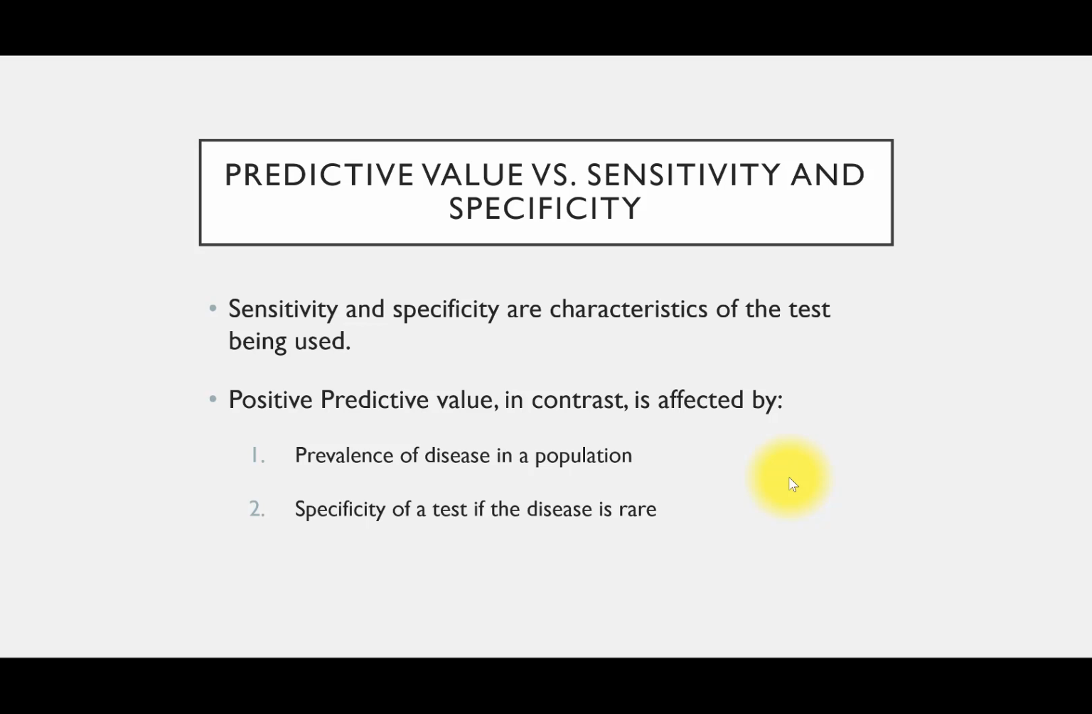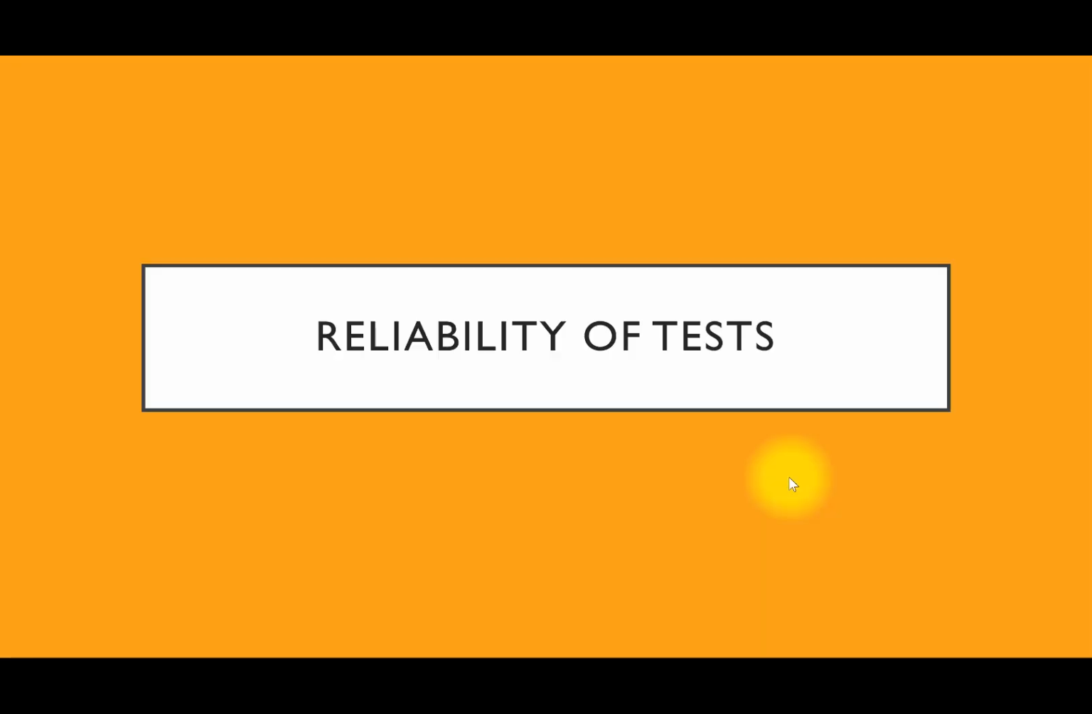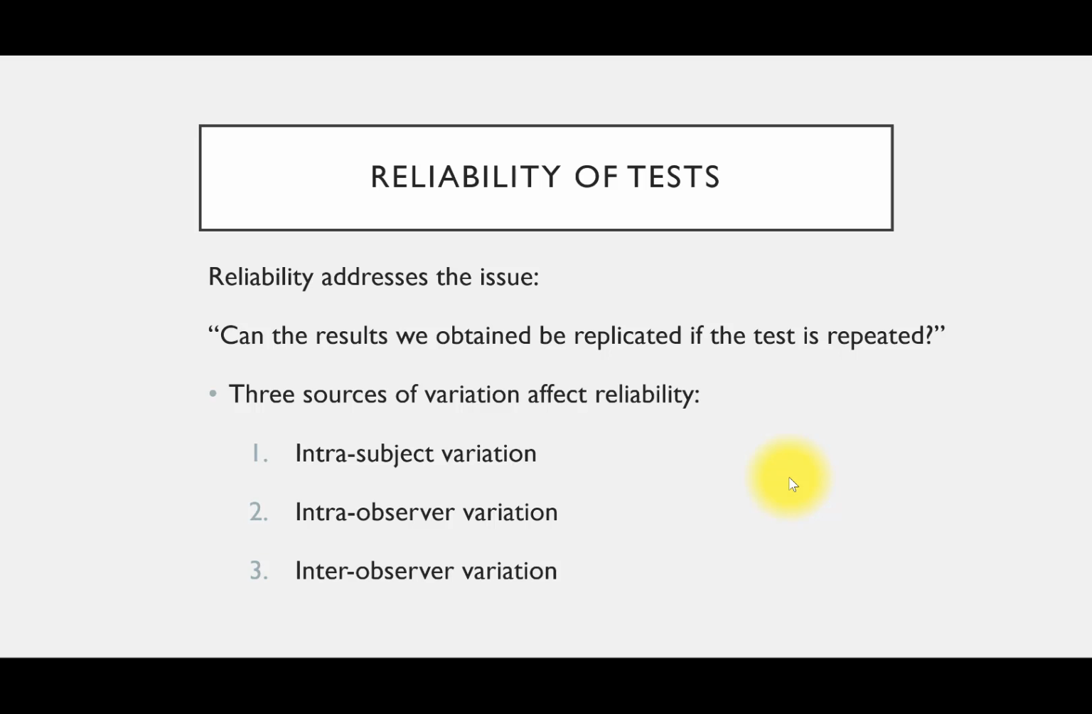And the higher the risk in a specific population, the higher the positive predictive value will be. So, reliability of a test. Let's examine how we measure reliability in screening or diagnostic tests. As you remember from your statistics class, reliability deals with replication. How well can we replicate the results we just got?